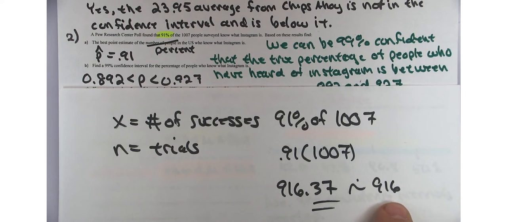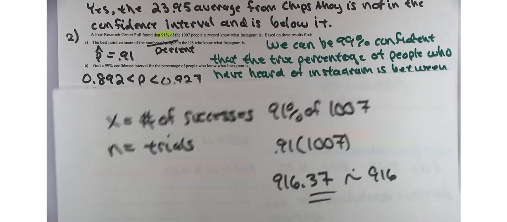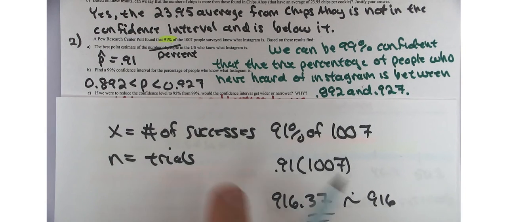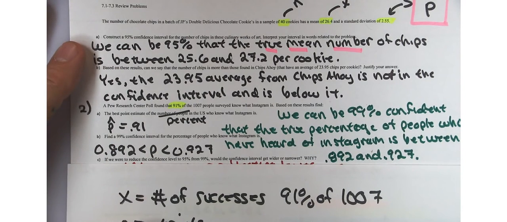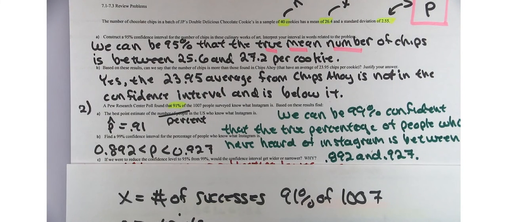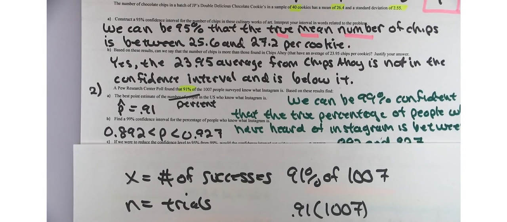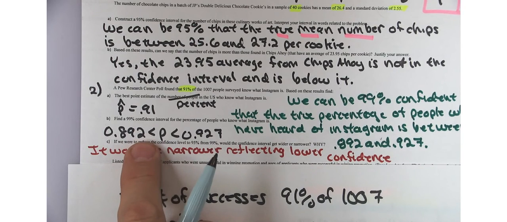Now, there is another case later on in the course where we would always round down or round up, but in this case we're just going to round to the nearest number. If you put that in along with your level of confidence, 99%, and X is 916, and N is 1,007, you'll get this confidence interval here.